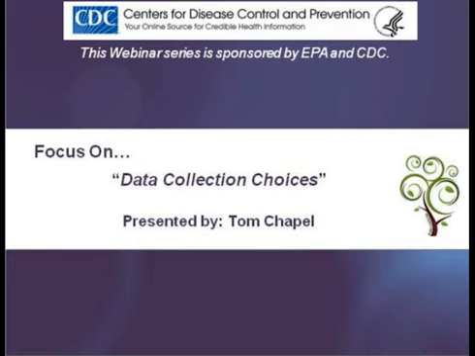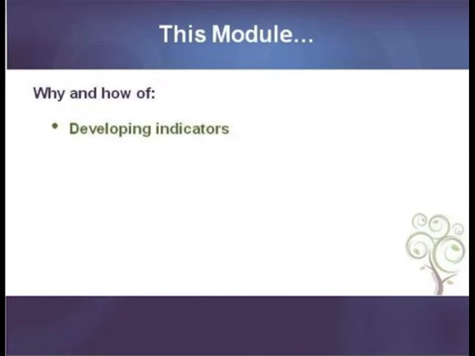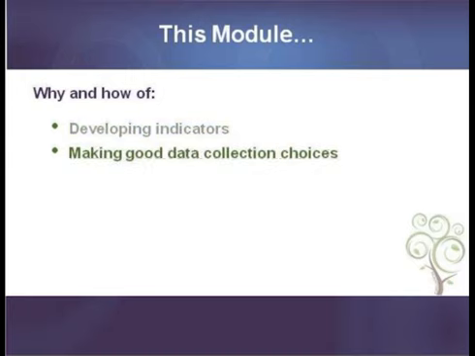At this point, you've described your program, you've set your evaluation focus, you've defined, at least at a high level, your evaluation questions. The next step you're going to take is to make choices about data collection sources and methods. But before you do that, you're going to need to broach this idea of setting indicators and decide whether you need indicators or not. So in this module, we're going to talk about the why and the how of developing indicators.